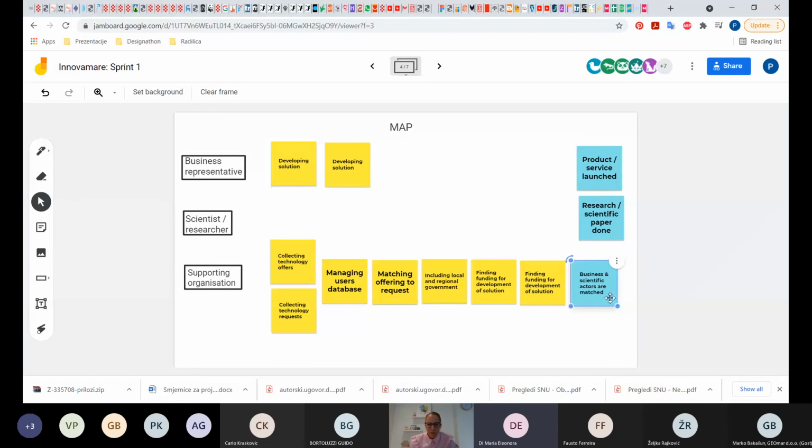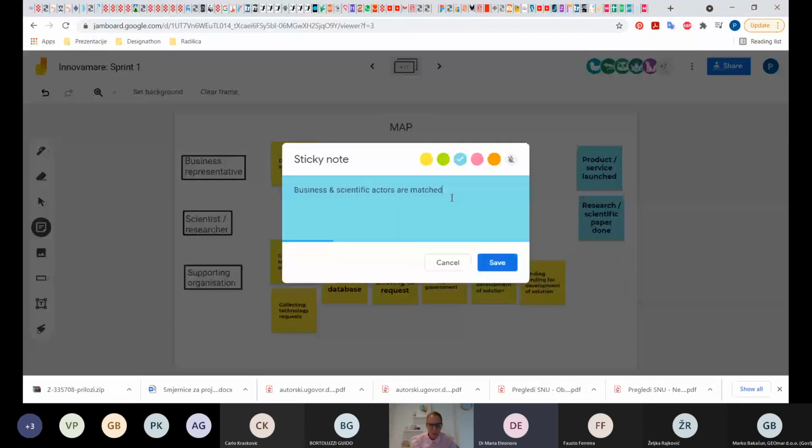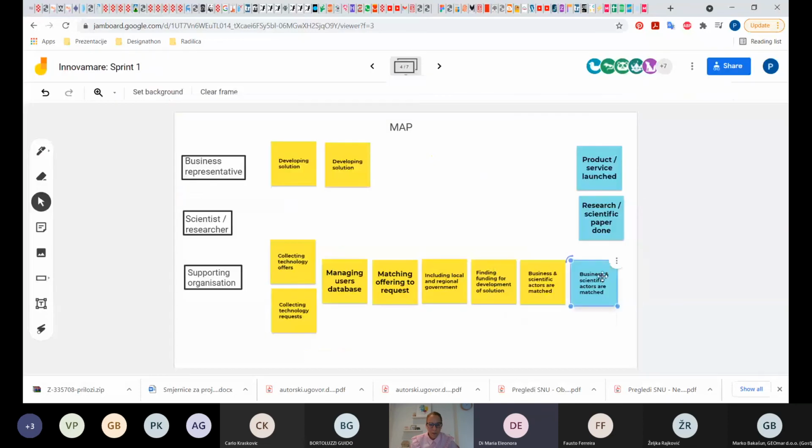May I add on the supporting organization step? I think that what Zelika was saying before concerning the question is some marketing activity, in the sense that sometimes the potential users have no clear idea about the solution, so they are not able to precisely define their request. So part of the role of the managers, the promoters of the platform, is also to explain better what the offering part could be.